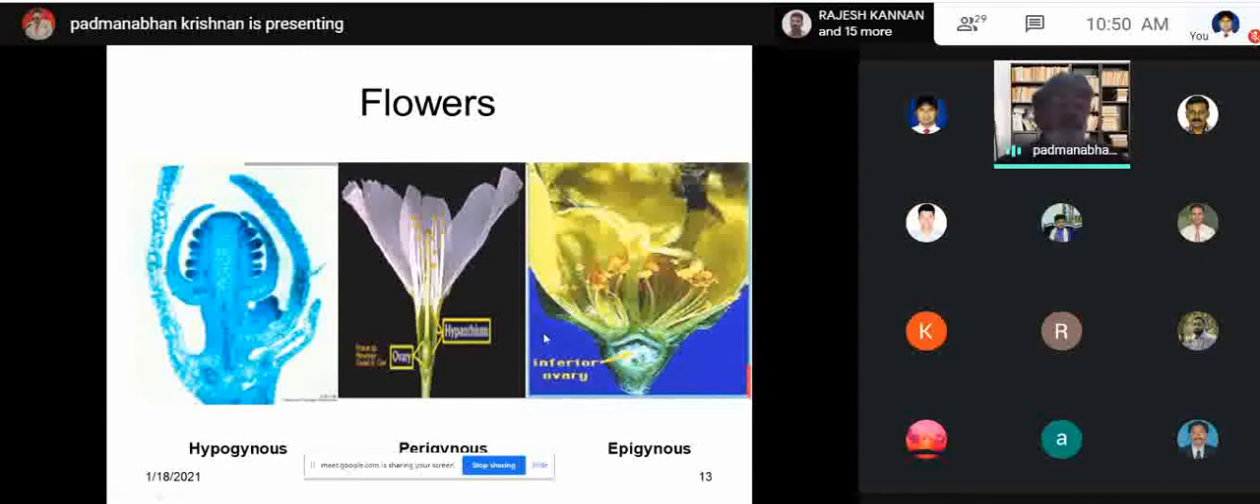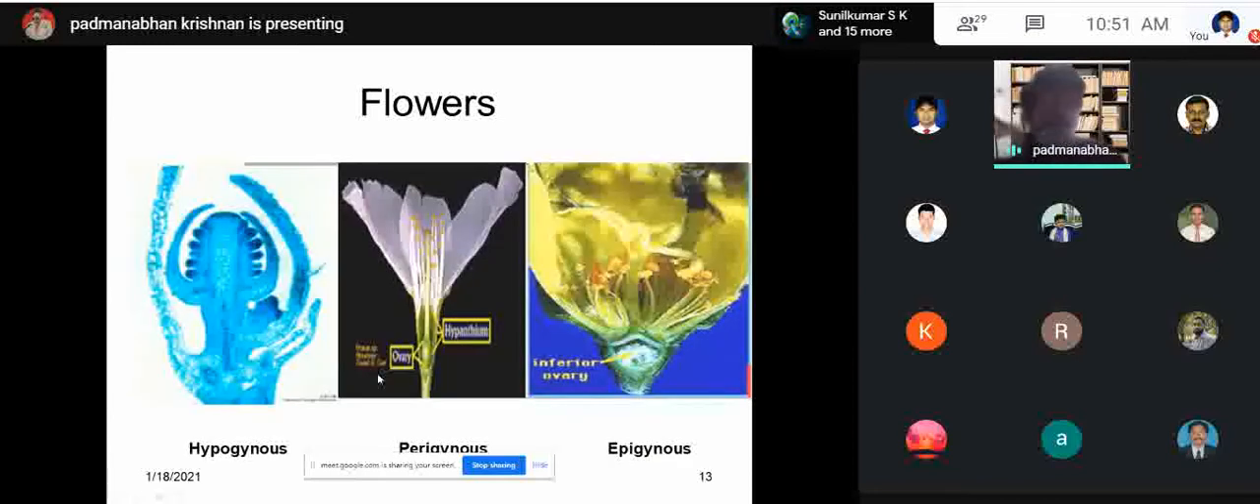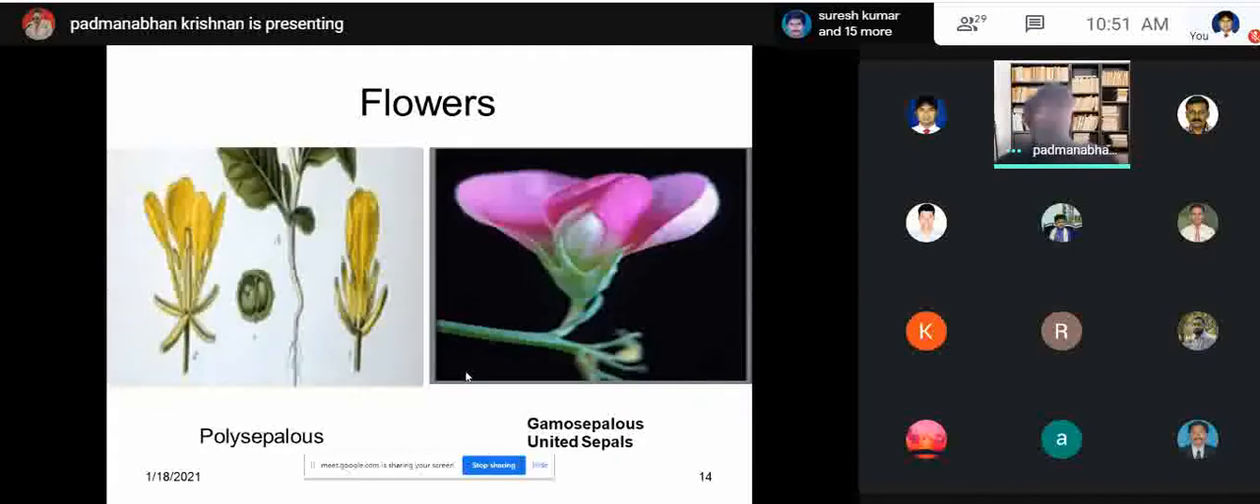epigynous, and so on. Hypogynous is where the ovary is superior to the petals. In epigynous, it's inferior, and in perigynous, you have an ovary that's exactly at the same level as the hypanthium. You have polysepalous, multiple petal flowers.